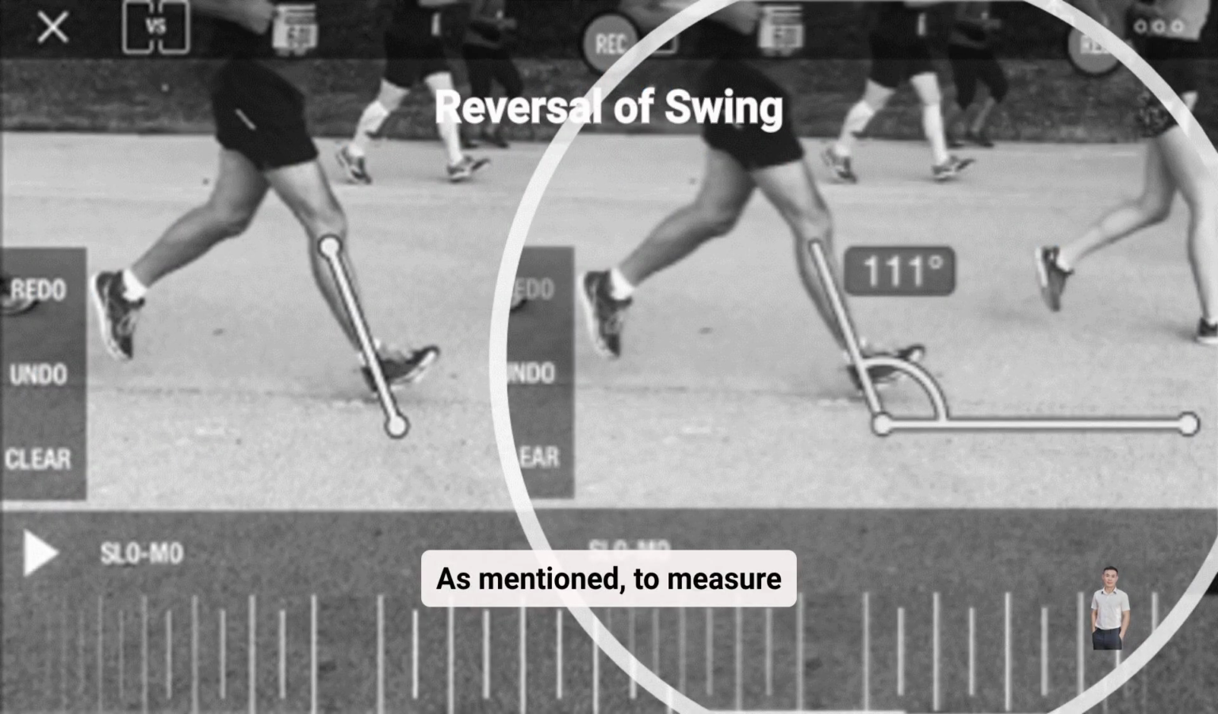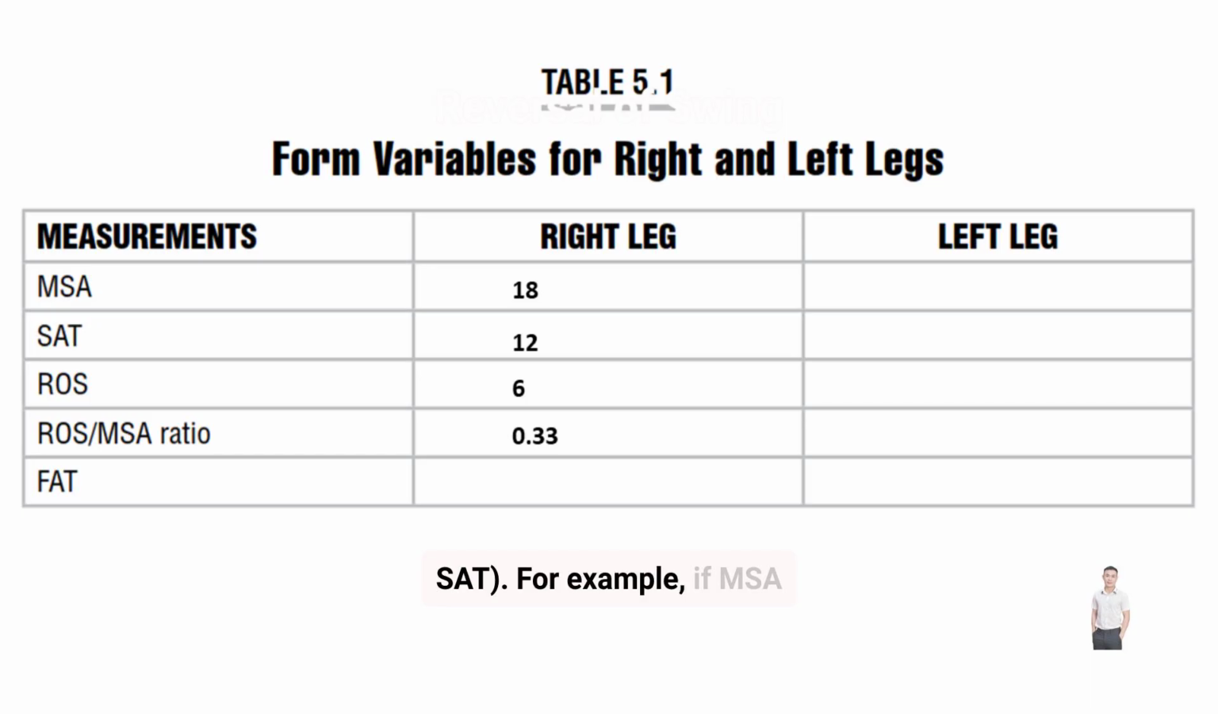As mentioned, to measure reversal of swing, ROS, simply subtract SAT from MSA. ROS equals MSA minus SAT. For example, if MSA is 18 degrees and SAT is 12 degrees, then ROS is 18 minus 12 equals 6 degrees. Determine ROS for both legs at all three running speeds and include it in Table 5.1.